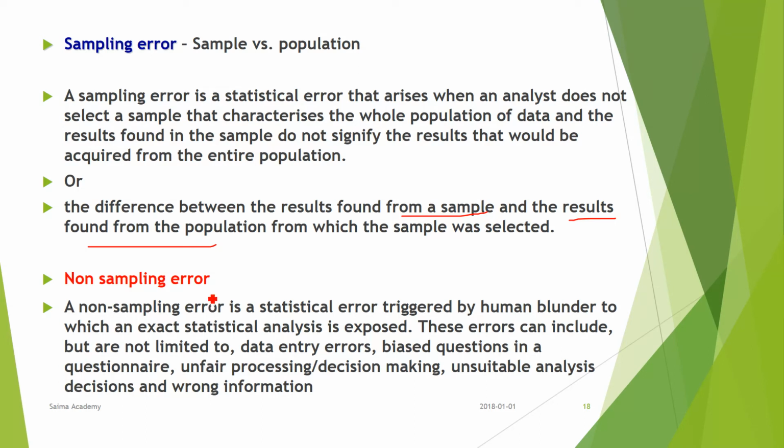Right? And non-sampling error. A non-sampling error is a statistical error triggered by human blunder to which an exact statistical analysis is exposed. These errors can include but are not limited to data entry errors or transpose errors. Suppose you are going to write down 78, and instead of 78 you wrote 87. Others are biased questions in a questionnaire, unfair processing decisions, unsuitable analysis decisions, and wrong information.